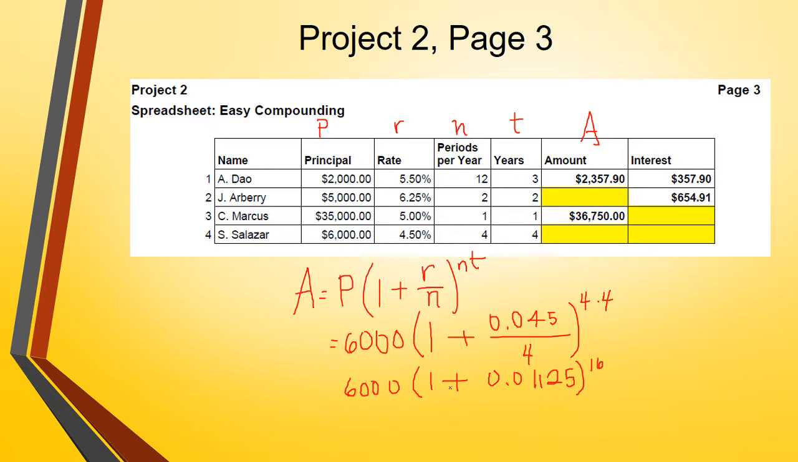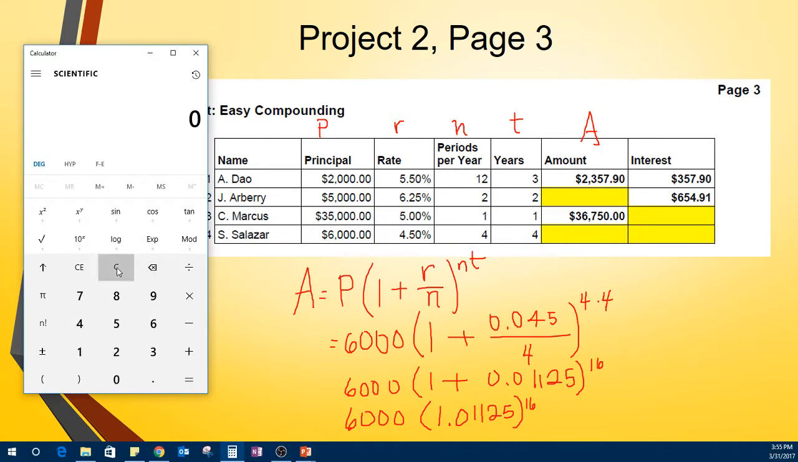Next, we're still going to finish what's inside the parenthesis. So 1 plus 0.01125 is just 1.01125. Now we're going to raise that to the 16th power. Right? After parenthesis comes exponent, so 1.01125. Click the exponent button, which is right there on your calculator, and type in 16. I'm not going to write all that out. You can see it on the calculator.